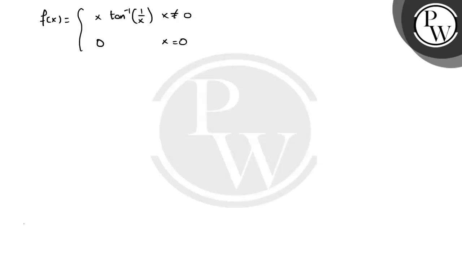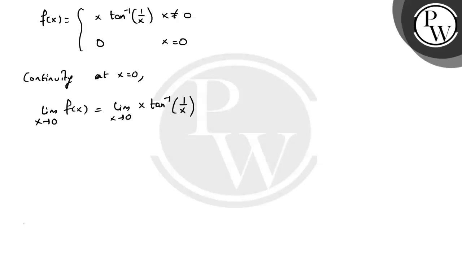So to check continuity of f at x equals 0, we have to take limit x tends to 0 f(x). So this limit is equal to limit x tends to 0, x is not equal to 0, so the functional definition is x times tan inverse of 1 divided by x. Now understand that here limit x tends to 0 of x is equal to 0 and limit x tends to 0 of tan inverse of 1 by x does not exist.